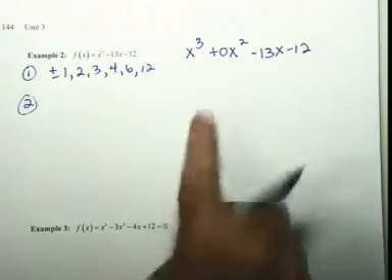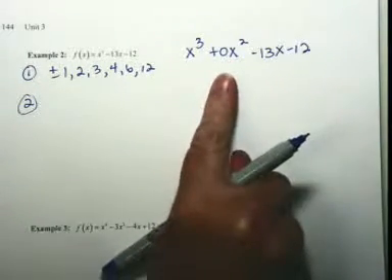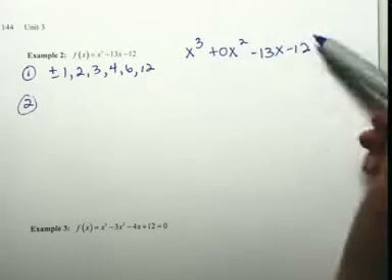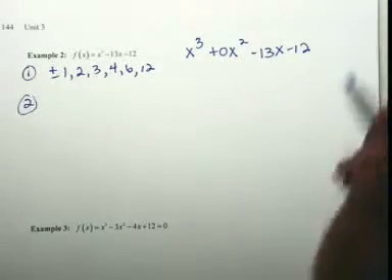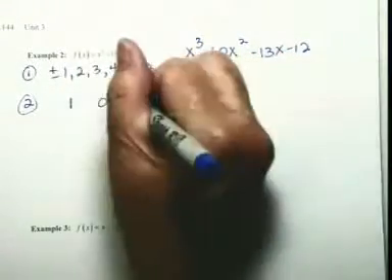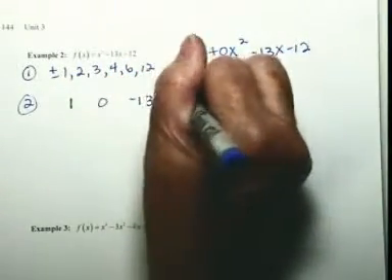If you forget that countdown, you're going to forget your 0 in the middle and you're never going to get the right answer. You have to go 3, 2, 1, 0. Now what I have to divide into is 1, 0, -13, -12.